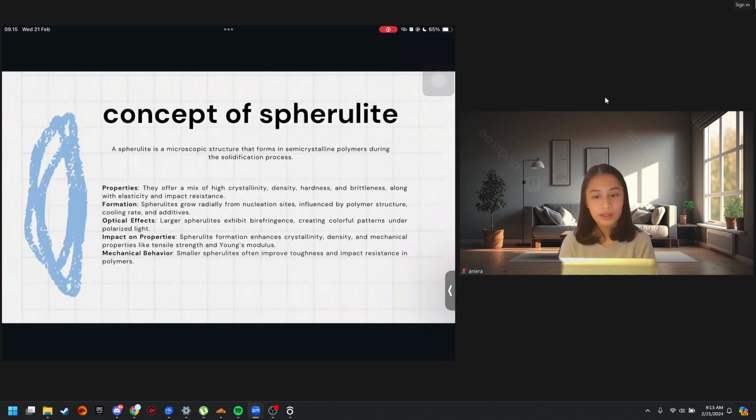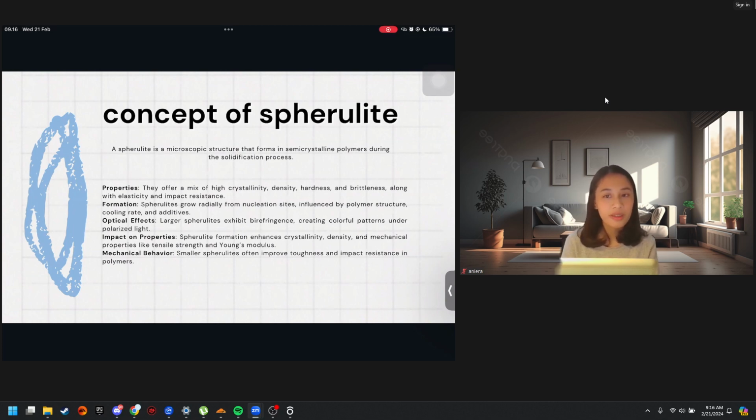The last one is the concept of spherulite. A spherulite is a microscopic structure that forms in semicrystalline polymers during the solidification process. For properties, they offer a mix of high crystallinity, density, hardness, and brittleness, along with elasticity and impact resistance. For formation, spherulites grow radially from nucleation sites influenced by polymer structure, cooling rate, and additives.